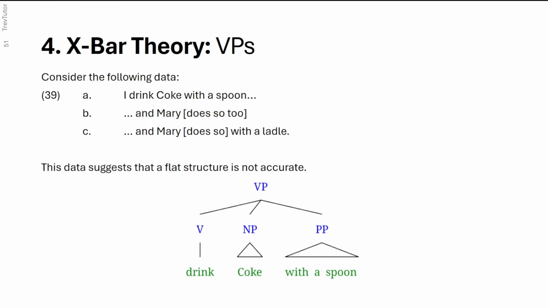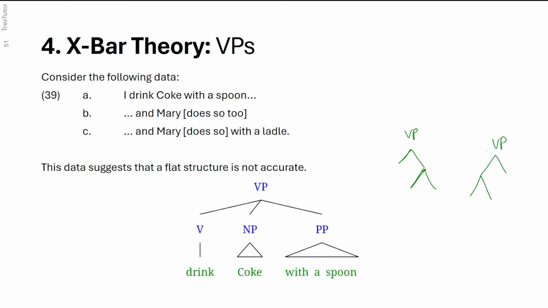So with VPs, we can do something similar too, because we don't want three branches coming out of a VP. If we say, "I drink Coke with a spoon," is it "drink Coke" as a constituent and then "with a spoon" after? Or is it "Coke with a spoon" together first and then "drink" comes before that on a higher level? So that's the question. Is it something like this with a VP, or is it something like this with a VP?